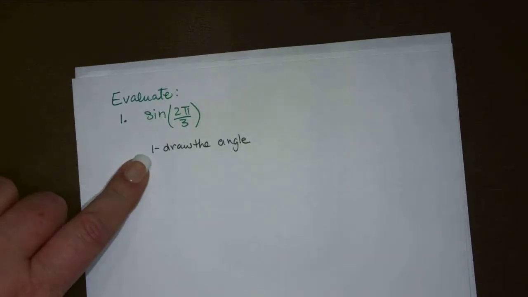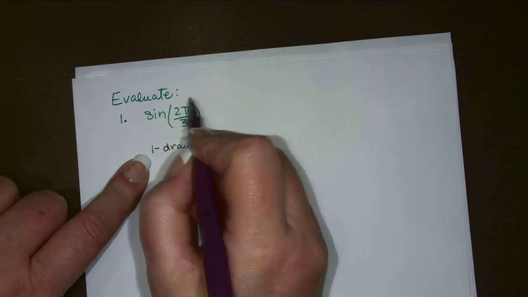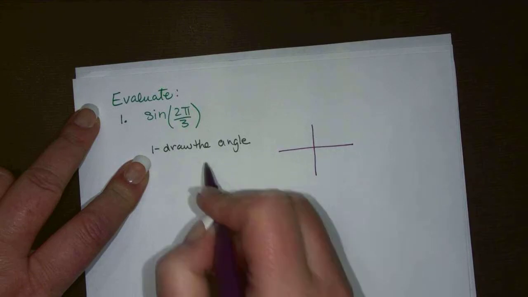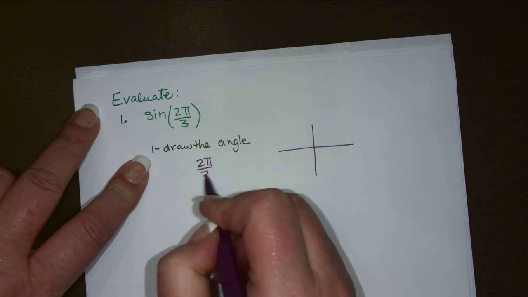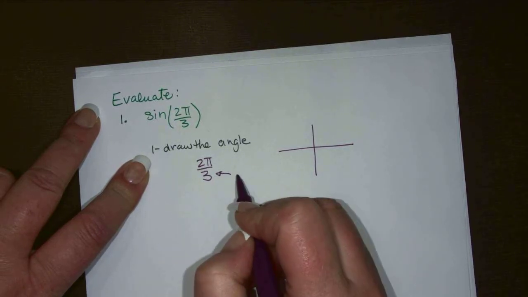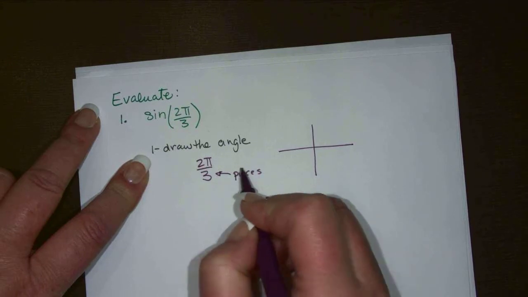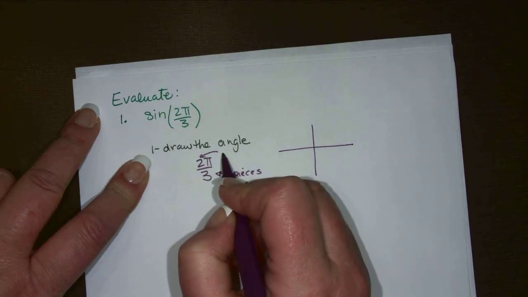So draw the angle. To draw the angle, we're just drawing the 2 pi over 3. So you draw your axis, and what does 2 pi over 3 look like? The 3 means how many pieces we're cutting the pi into, so this is the number of pieces. And the 2 is how many pieces we want.